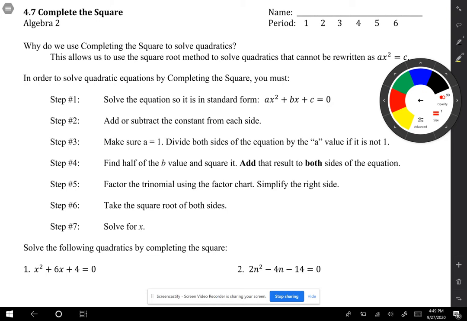Once it's in that form, in step 2, add or subtract the constant from each side. So like the square root method, the constant has to be on the opposite side of a and b. Step 3, make sure a equals 1. If it's not 1, you would divide both sides of the equation by the a value, right? Okay, let's look at our first example.